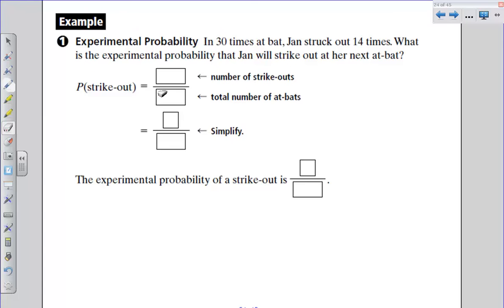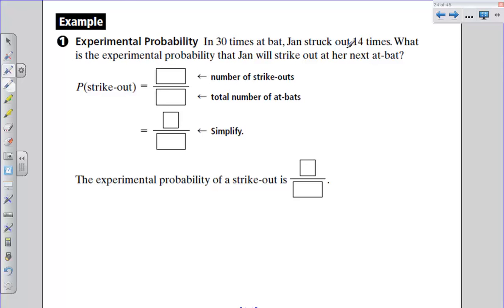So let's take a look at our examples. Sports is a really good one for experimental probability. In 30 times at bat, Jan struck out 14 times. What is the experimental probability that Jan will strike out at her next at bat? Based upon the actuality of Jan's bats, I want to know the probability that the next time she's going to strike out.